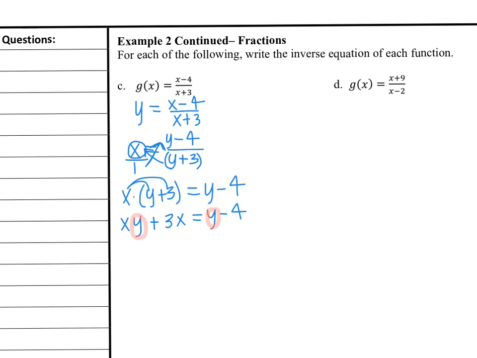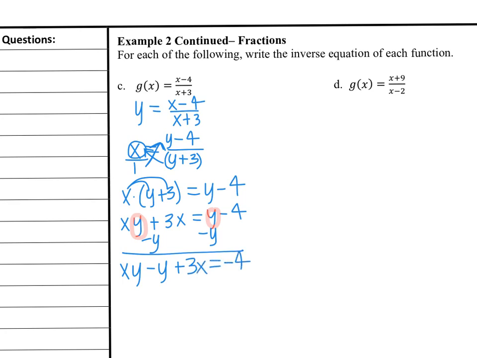So what we want to do next is move all of our y's towards one side. We could go either way. We can put them both on the left, or we can put them all on the right. I'm going to start by taking this y on the right and subtracting it to the other side here. So rewriting it over here. So we'll get xy, I'm just going to write the minus y right near it, plus 3x equals negative 4.